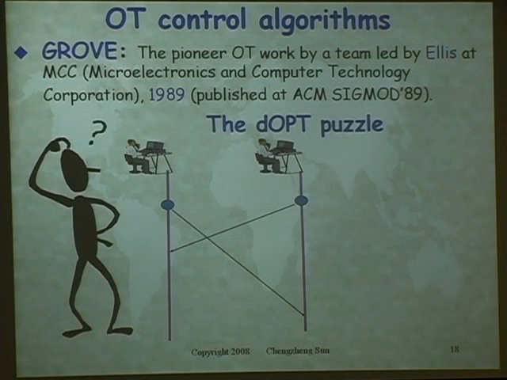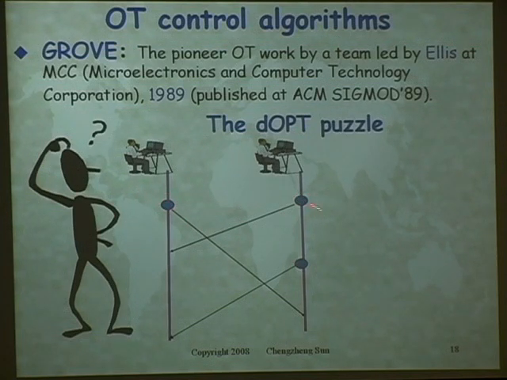The puzzle can be illustrated in this way. In my previous slides, I showed the basic idea of OT with two concurrent operations, and how they can be transformed correctly. The original algorithm works for this kind of scenario. But if we add one additional operation to the scenario, we can immediately defeat the original algorithm. This counterexample was independently discovered by several research groups in the 90s.